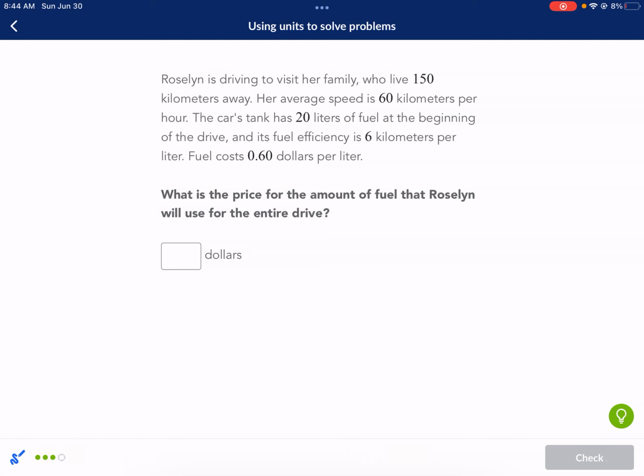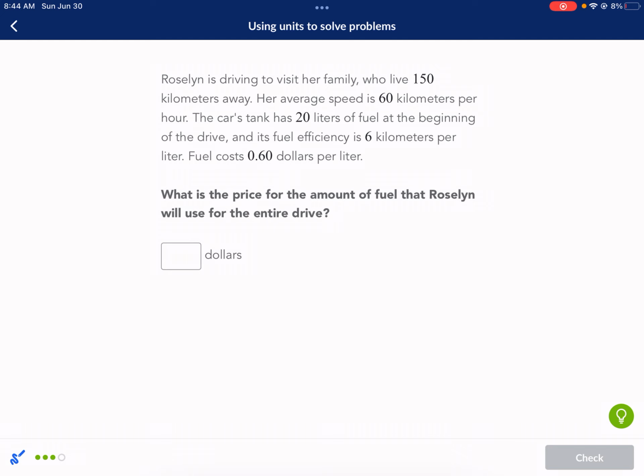All right. Rosalind is driving to visit her family who live 150 kilometers away. Her average speed is 60 kilometers per hour. The car's tank has 20 liters at the beginning, and its fuel efficiency is 6 kilometers per liter. Fuel costs 60 cents per liter. What is the price for the amount of fuel that Rosalind will use for the entire drive?